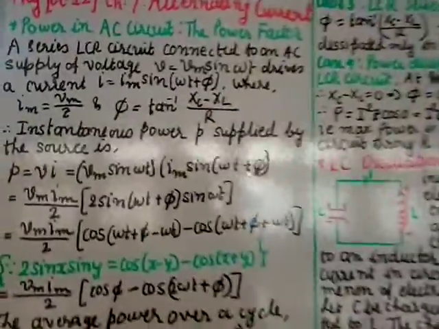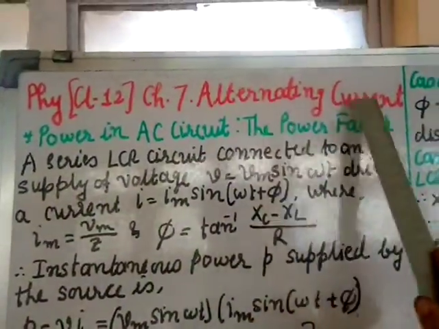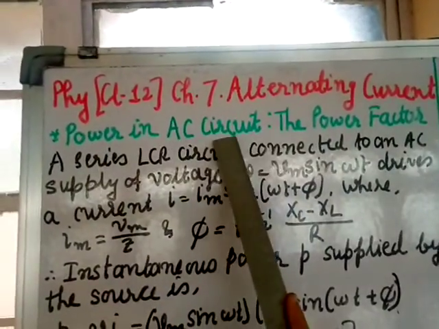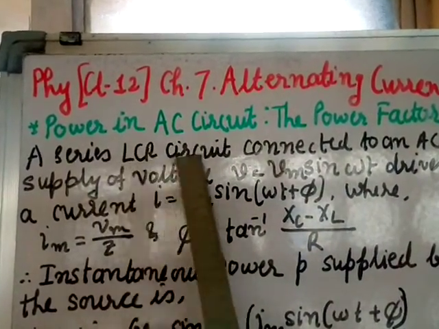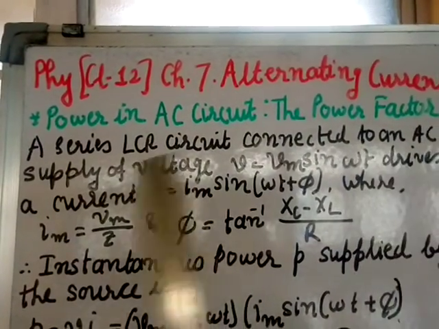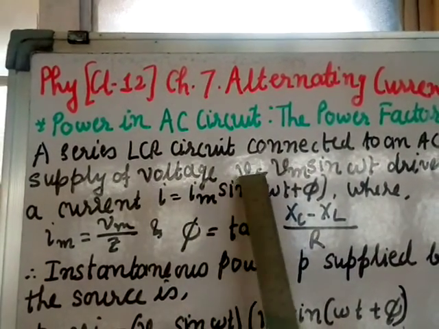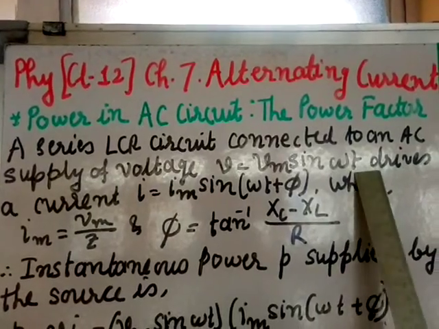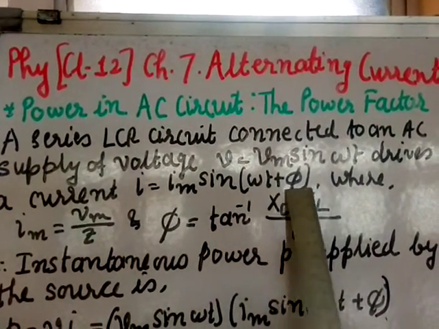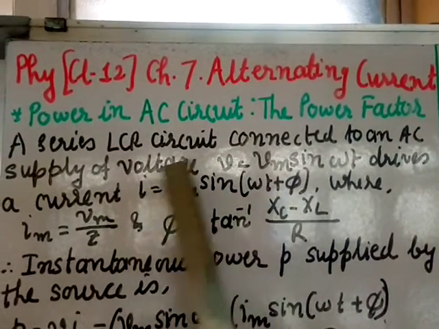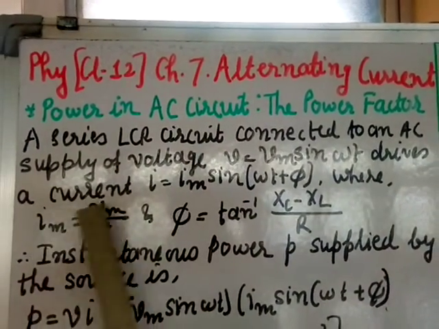Physics, Class 12, Chapter 7, Alternating Current. Power in AC circuit, the power factor. A series LCR circuit connected to an AC supply of voltage V = Vm sin ωt drives a current I = Im sin(ωt + φ). This we have proved before, where Im = Vm/Z.